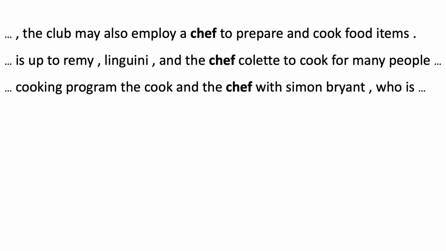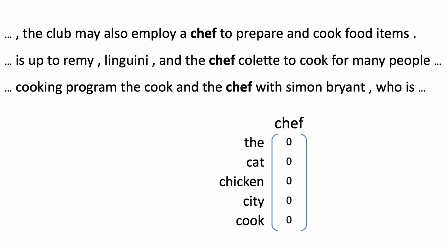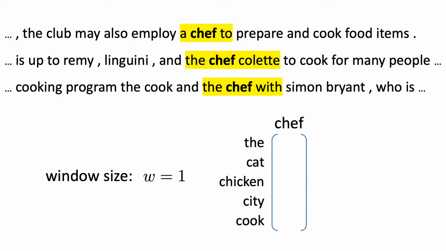Here's an example. Here are 3 sentences from Wikipedia containing the word chef. We'll be computing counts of the number of times chef appears with each of these 5 context words for various window sizes. We'll use W to denote the window size. When W is 1, we look at 1 word to either side of every instance of chef. Among our 5 context words, the word the appears twice in these windows, so 2 is the first dimension of the vector for chef. None of the other context words appear, so all other entries are 0.